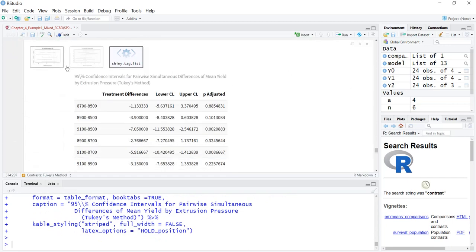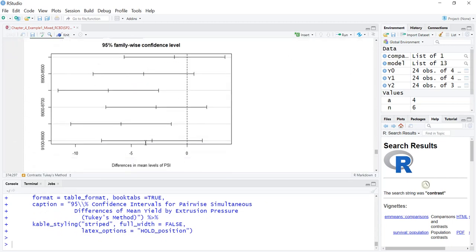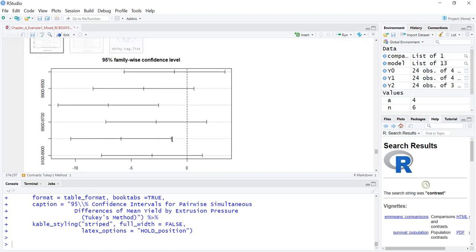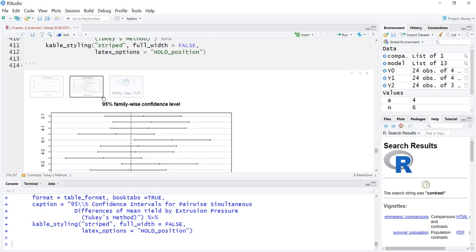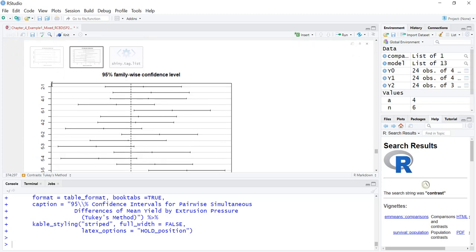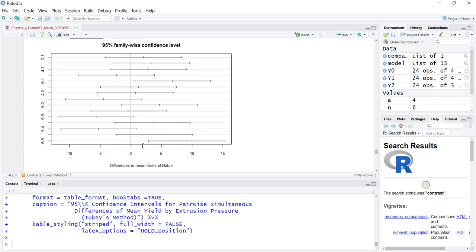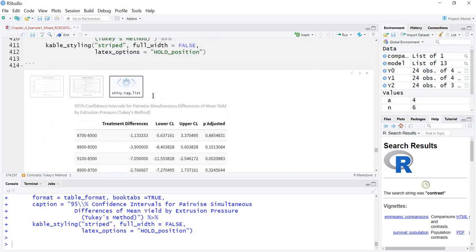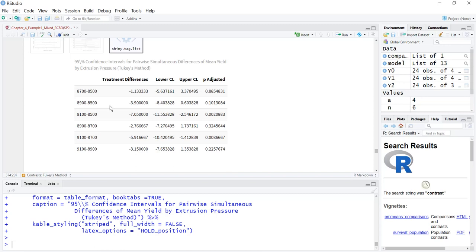And now here are the differences for the PSI. You'll see that this confidence interval here does not include 0, and this one here does not include 0. And this is not meaningful. This is including your batches. This is the difference in batches. This one here doesn't have 0, and this one here. But remember, that's not meaningful. So what we're looking for is this table that prints out.